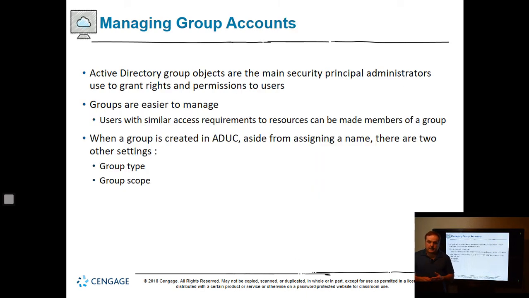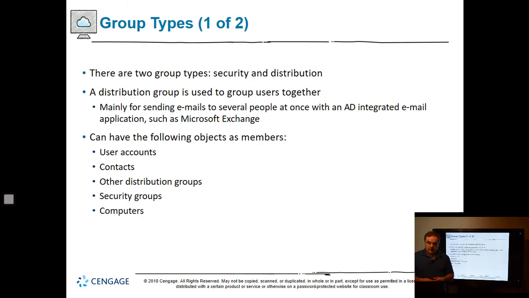Active Directory group accounts are the main security principal administrators use to grant rights and permissions to users. So you don't usually assign users to gain access to a folder share. You normally assign a group because, as I mentioned earlier, you can have a group of users come and go, and you just have to add them or delete them from the group rather than going into 100 different shares to make those changes. Two types of groups, security and distribution.